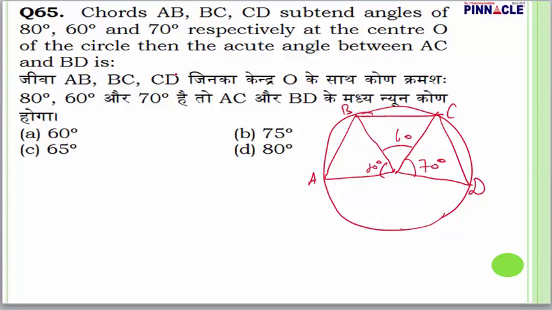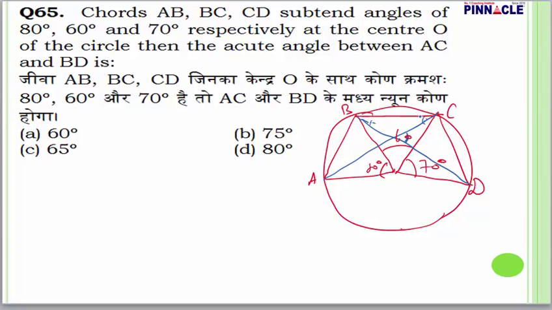Then the acute angle between AC and BD, we have to find. So you can draw here, we have to find the acute angle between AC and BD. Now this is the acute angle, so we have to find this. It means in this triangle, if we know the value of this and this, then we will know the value of this. The sum of B and this would be equal to this.